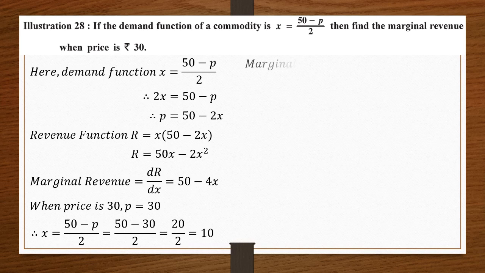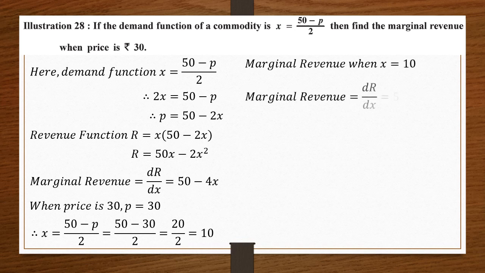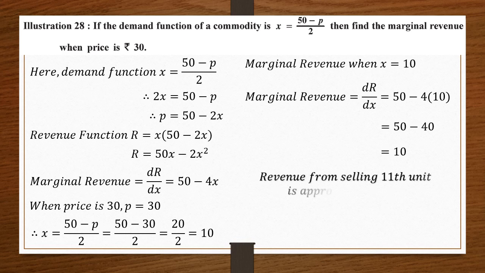Now we will put this value of X into our marginal revenue equation, that is dR upon dX, that is 50 minus 4 into 10, that is 50 minus 40, that is 10. Okay, that means the revenue from selling the 11th unit. X was 10, so the 11th unit is approximately 10 rupees.